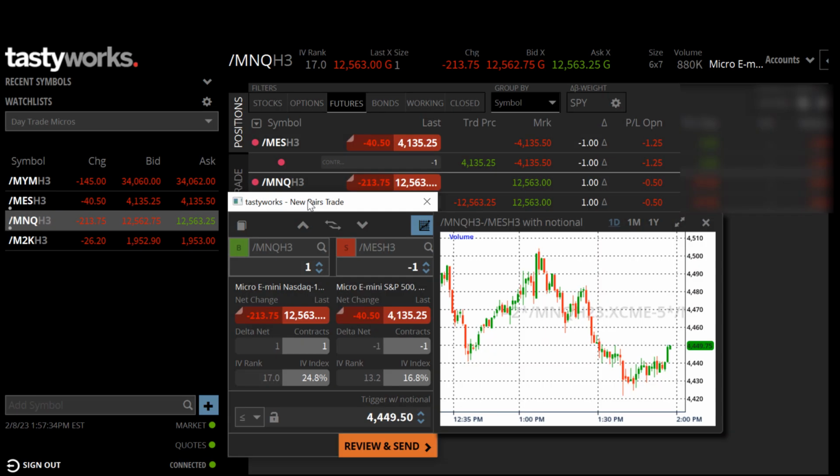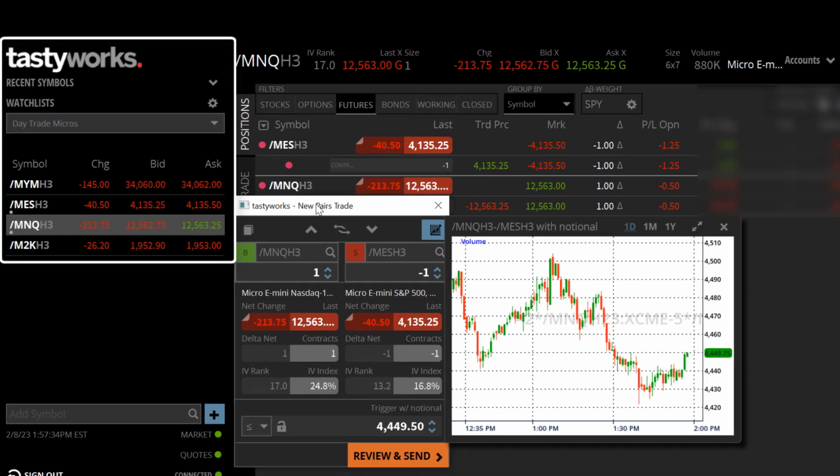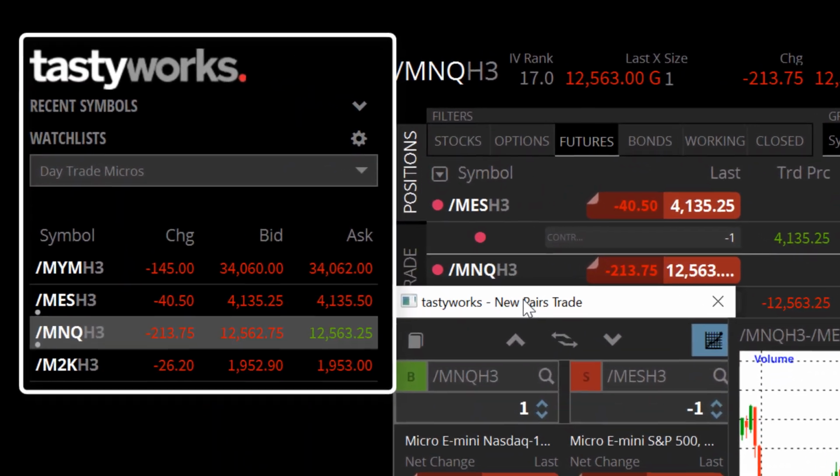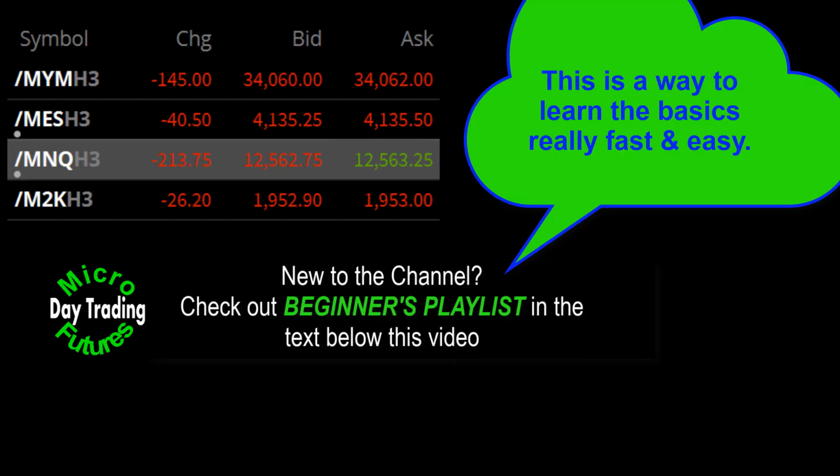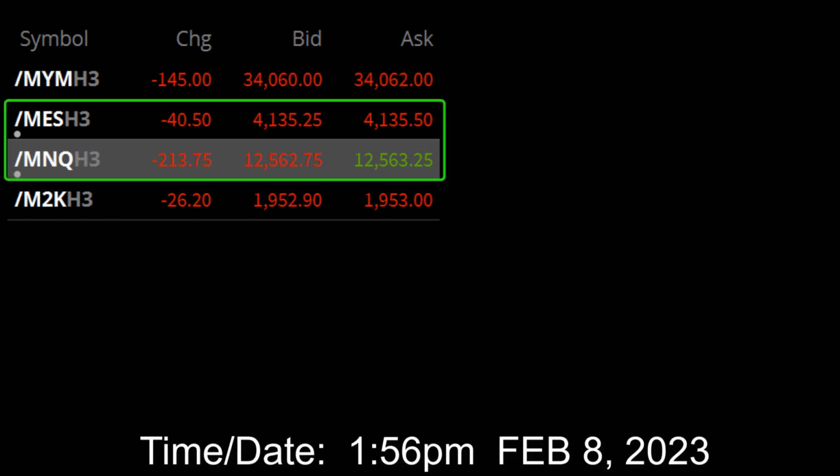Now I'm going to use this one screen right here. It's a snapshot of a screen, and I'm going to explain the various parts of it and show you exactly how a pairs trade works. First, I'm going to zoom in on my Micro Emini watch list. Now, if you're brand new to the Micro Emini trading, check out the beginners playlist. There are a couple of links in the text below the video. I'm going to be trading the NASDAQ100 and the S&P500 Micro Emini. MNQ is NASDAQ, MES is the S&P.